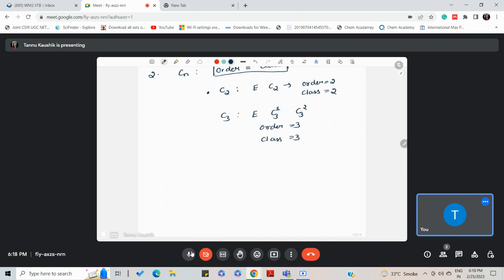Similarly, for the C4 point group, it has identity element, C41, C42, C43. So it will have order 4 and class will also be 4.